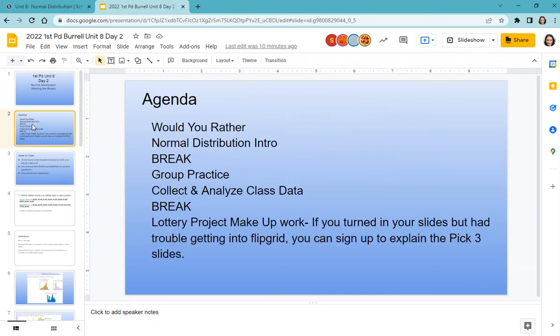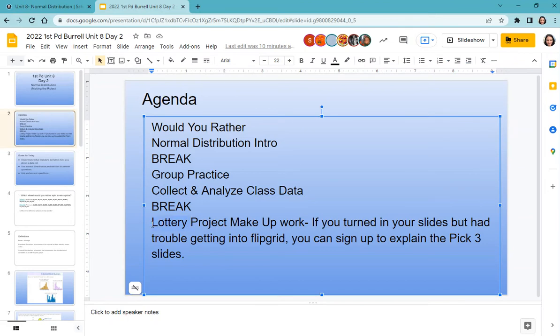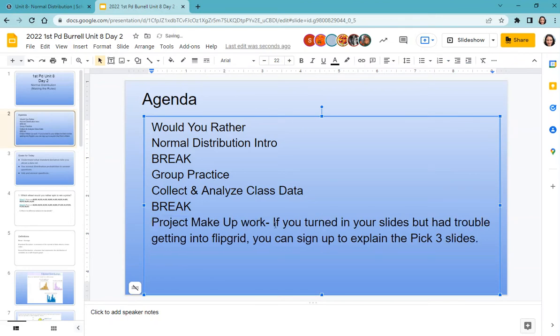Okay, so here's our agenda for today. Your warm-up is a pretty easy one. You're going to determine which wheel you would spin to win a prize. And then we will talk about normal distribution, what that is. We'll do some practice, and we'll collect some class data. And actually, we didn't have a lottery project, but we do have a project. So some of you will be making up work after that.